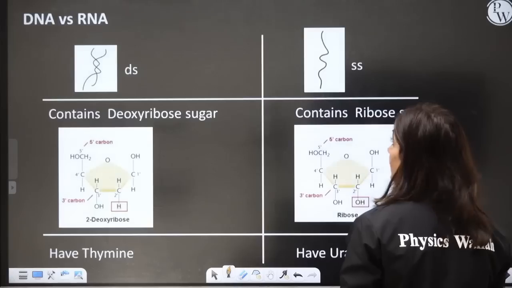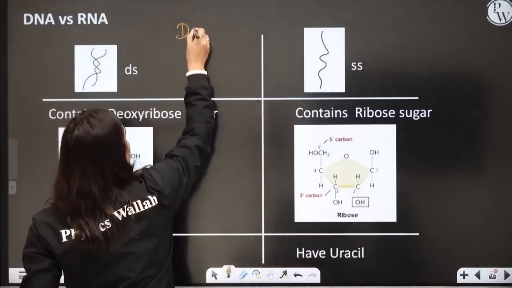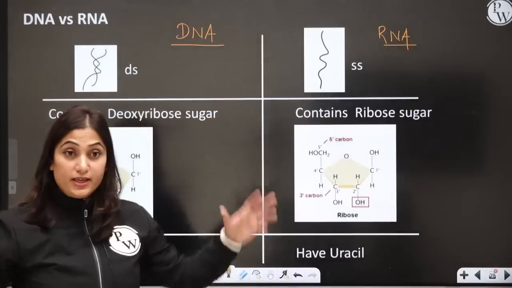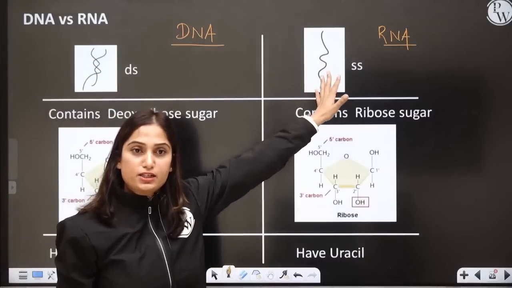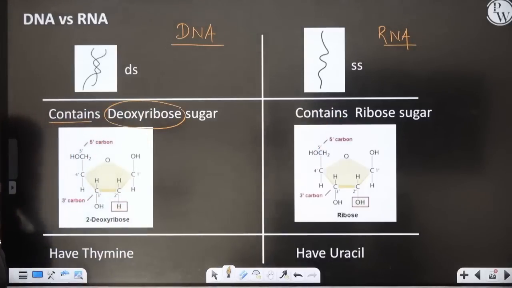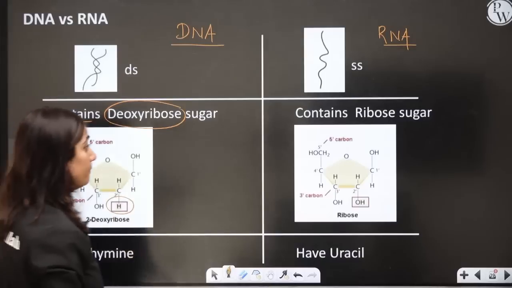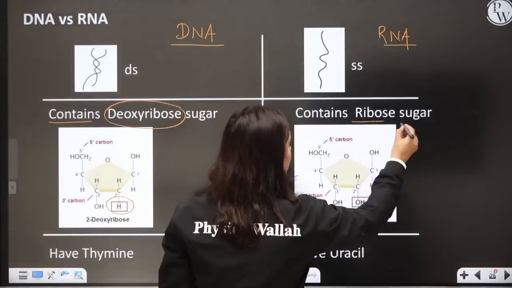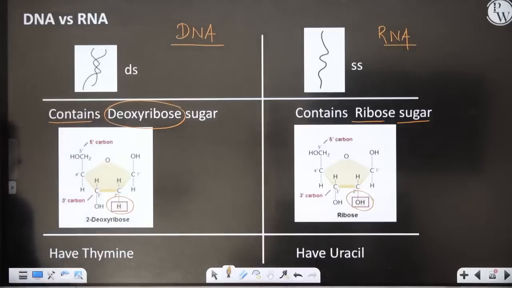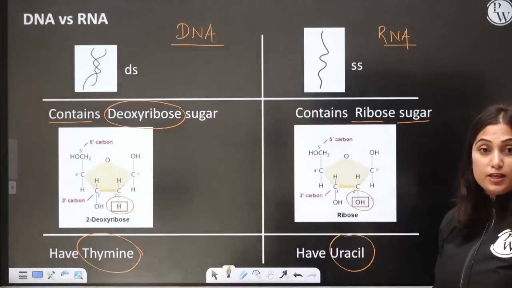Now let's compare DNA versus RNA. DNA usually is double-stranded, as you can see, and RNA is usually a single-stranded molecule. Second difference, DNA contains deoxyribose sugar. Deoxyribose sugar, you know that at 2' carbon, there is hydrogen and not the OH group. But in the RNA, we have ribose sugar, that is, there is OH group at the 2' carbon. Then DNA has the nitrogenous base thymine, but the RNA has the nitrogenous base uracil in place of thymine.